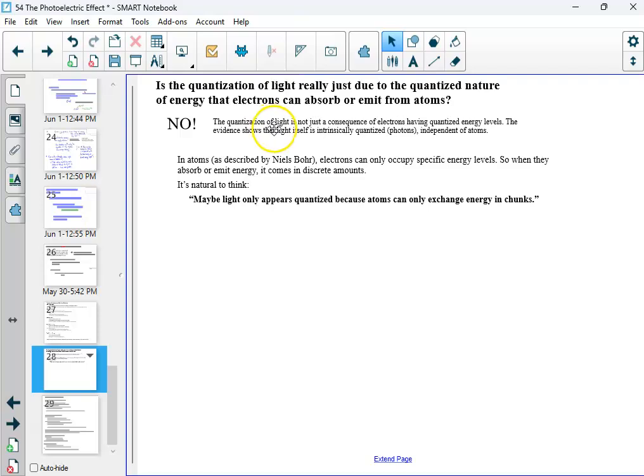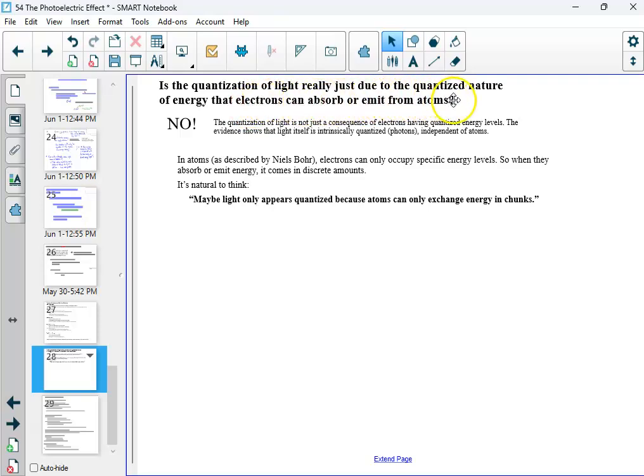One question that could get asked about this is, is the quantization of light really just due to the quantized nature of energy that electrons can absorb and emit from atoms? Because if you think of light, it's really just energy that's given off by electrons moving from one level to another in an atom. Fundamentally, that's all light is, right? But it's not really that simple.